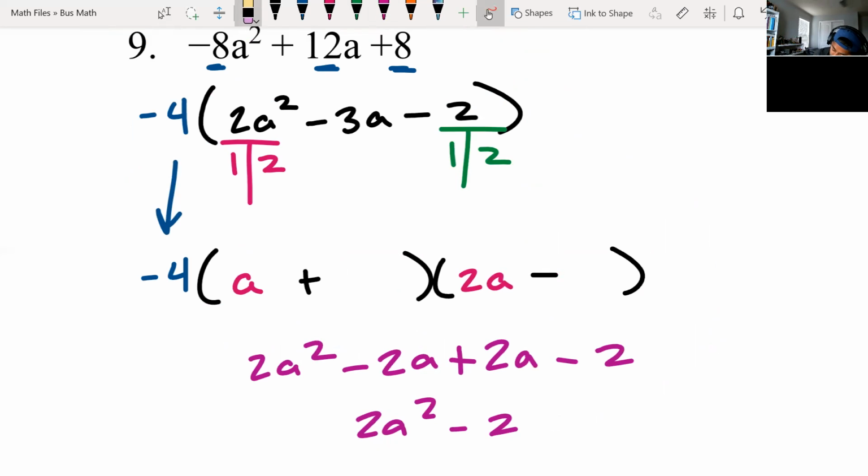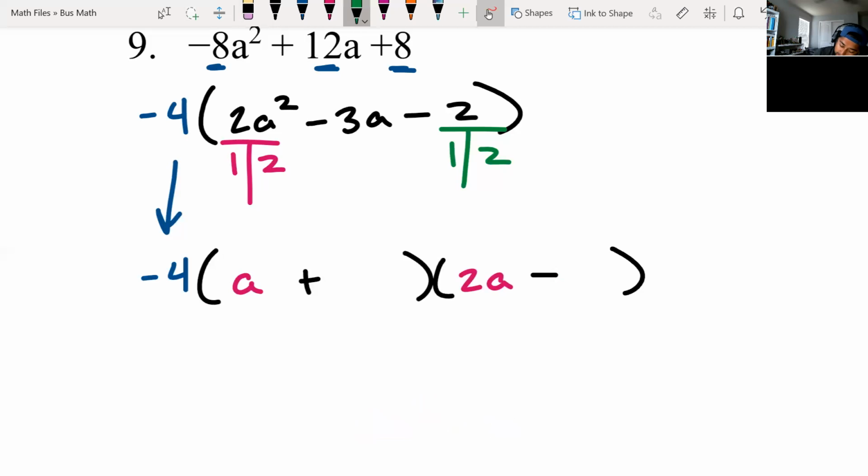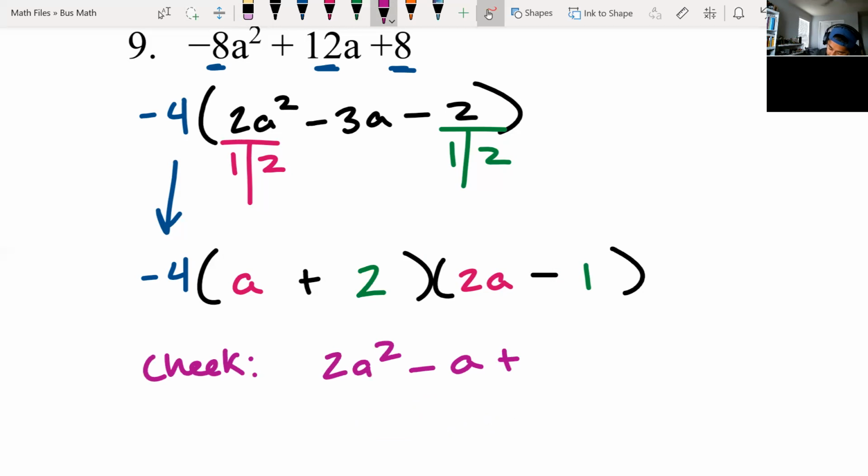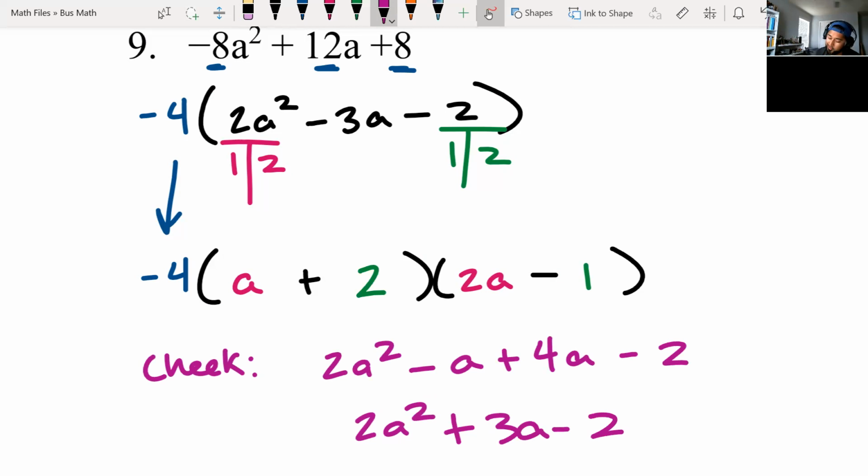So now we're going to put 2 here and 1 there. And let's see how it works out. 2a squared minus a plus 4a minus 2. And we get 2a squared plus 3a minus 2. Oh my goodness, so close. What's wrong with this one?